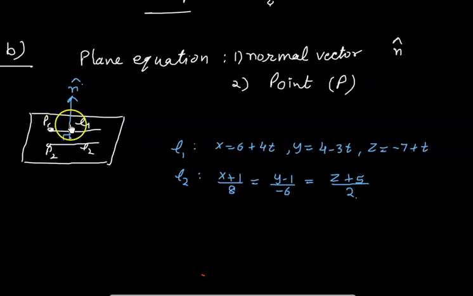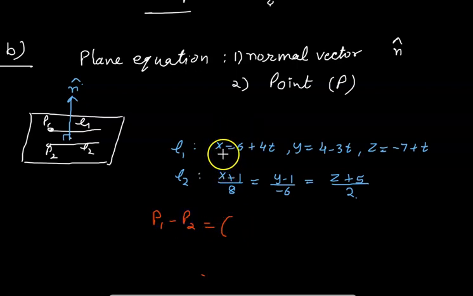Point P1: the first line L1 is passing through point P1. The second line is passing through point P2. And this is the normal to this plane. This normal is orthogonal to this plane. To find the normal vector, we need to find the cross product of two vectors. One, we can use the direction vector of these two lines because they have the same direction vector, and the other one we can find from the 2 points P1 and P2.